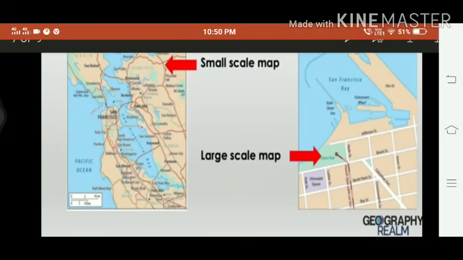Then, small scale. When a large part of the ground covers a small area on the map, they are called small scale maps. That means when a small scale is used to show information about a large part of the earth, these are small scale maps. Maps in an atlas and world maps are examples of small scale maps. Most of the maps in an atlas are examples of small scale maps.